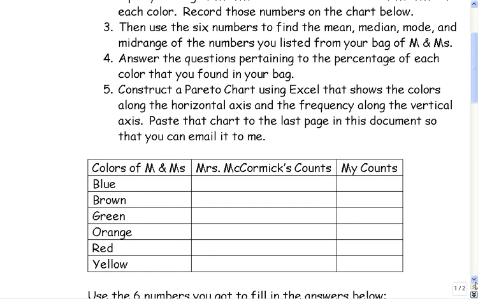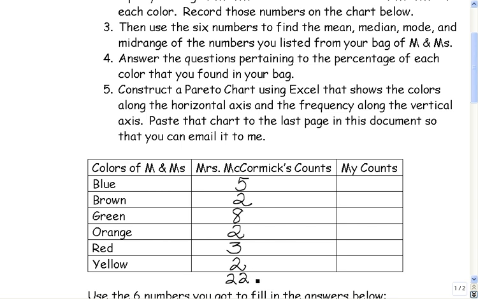So I'm going to slip down here. Blue, I have 5. Brown, I have 2. Green, I have 2, 4, 6, 8. Orange, I have 2. Red, I have 3. And yellow, I have 2. So if I total this, let's see, we have 10, 22, I have 22.